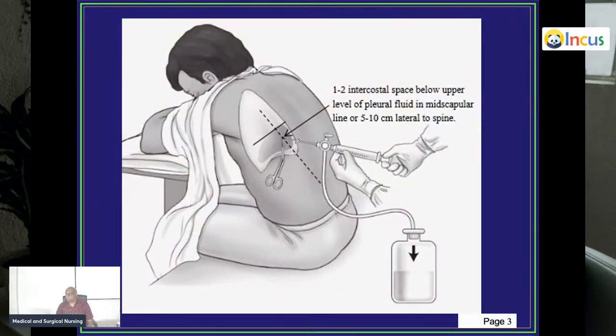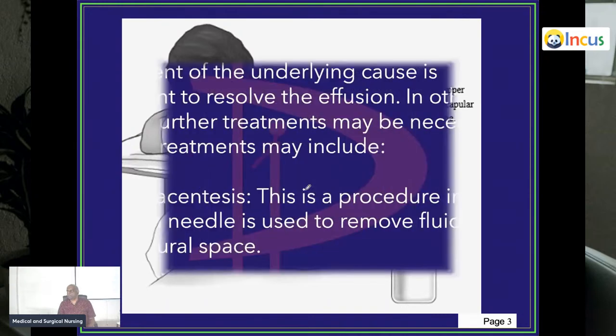So, 1 to 2 intercostal spaces below the upper level of the pleural fluid in the mid-scapular line, 5 to 10 centimeters lateral to the spine. This is the spine, right? 5 to 10 centimeters lateral to the spine in the mid-scapular line. You will first tap, tap, tap. You will see until where the dull area of the effusion fluid is there. Below that, 1 to 2 intercostal spaces below that, you will be doing the aspiration is what you need to remember.